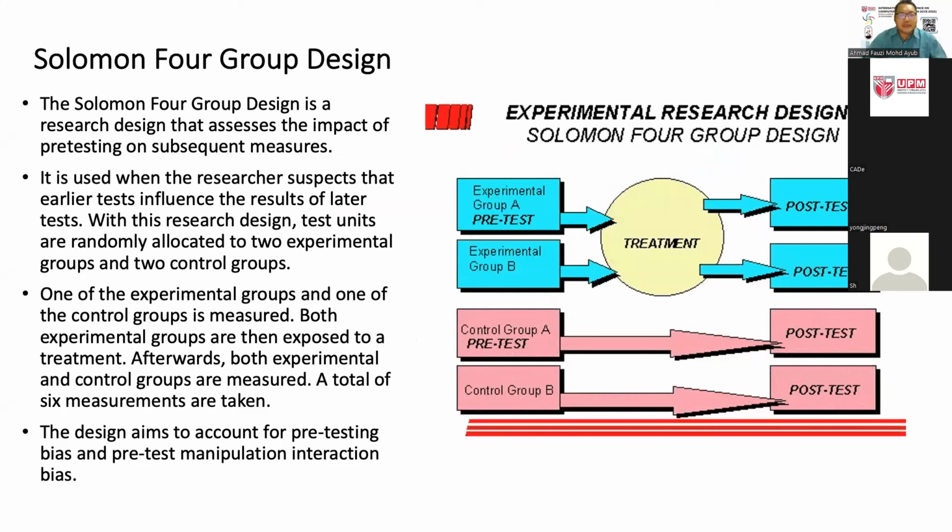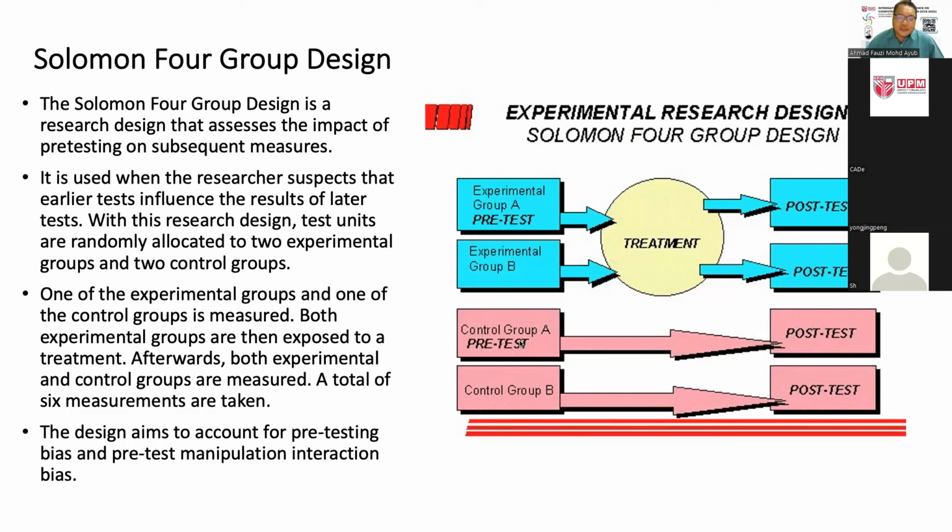In a Solomon four group design, you need to have four groups. Meaning that you need to at least have 120 students. So based on 120 students, you distribute these 120 students randomly to four groups: group A, group B, group C, and group D. So basically we have the treatment groups and we have the control groups. For the treatment groups here, we have group A and group B. For group A, we give the pre-test and post-test, but for group B, we only give the post-test without the pre-test here. Similar with the control groups here.